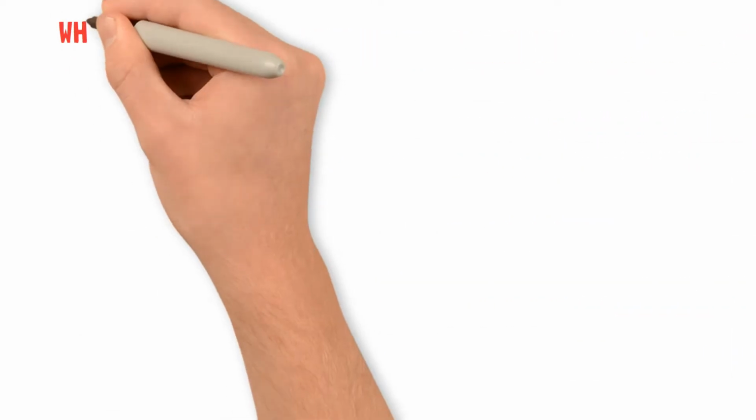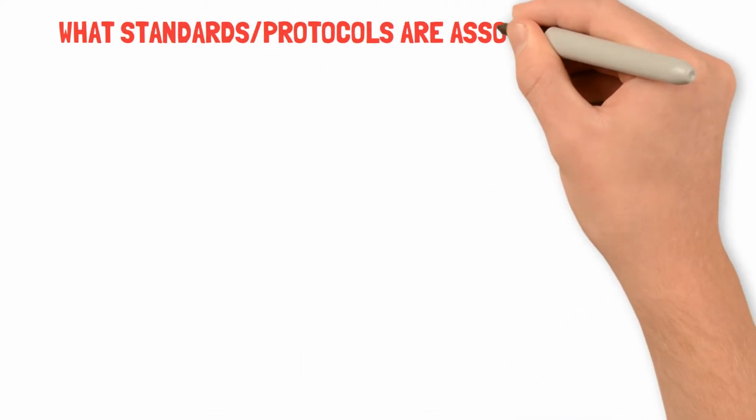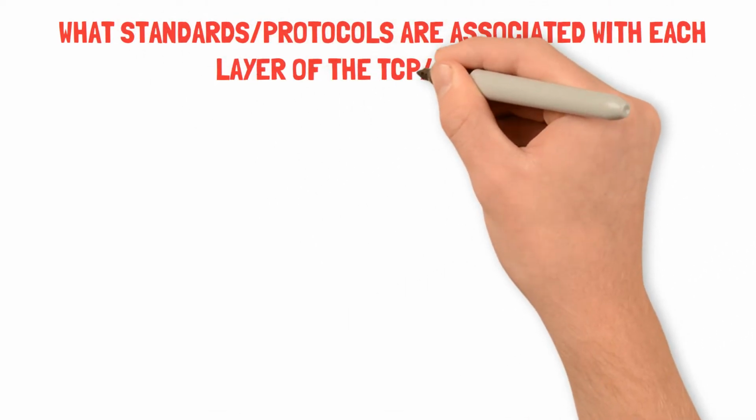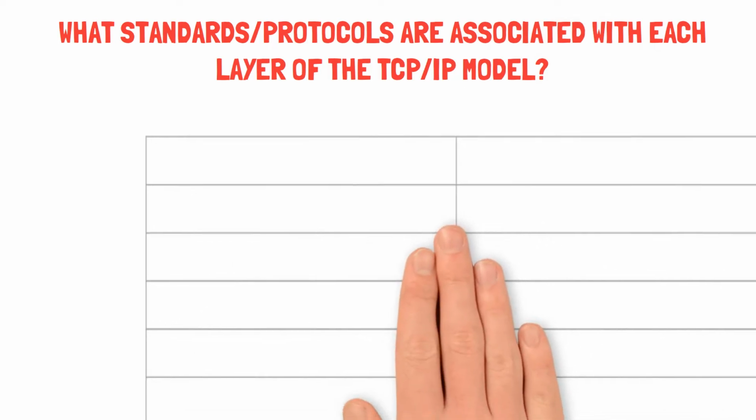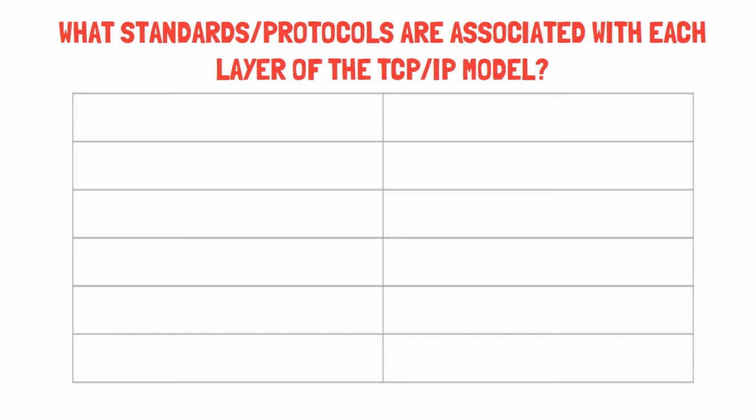So now that we know what each layer of the TCP IP model does, let's take a look and see what standards and protocols work at each different layer. So as you see here, I have a similar chart to the one we just looked at, only this one is layer names and related protocols. We're going to go through the layer name and then the related protocol for each one of these, and work our way down just like that.